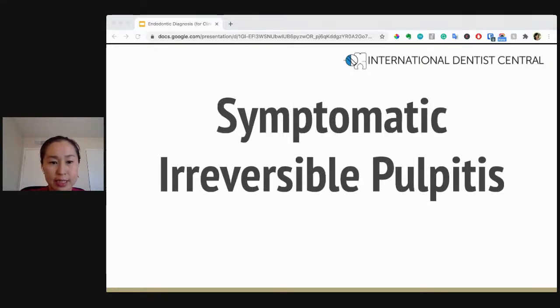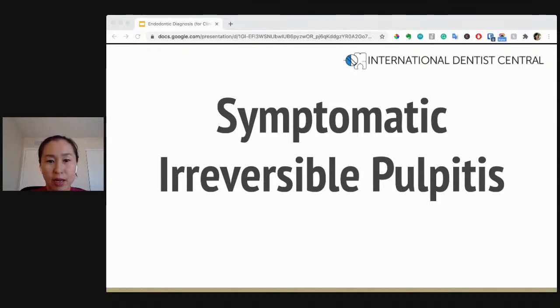And then there is symptomatic irreversible pulpitis. Symptomatic irreversible pulpitis means that the pulp is inflamed and the patient feels symptoms. I'm saying this lightly, but this is generally a lot of symptoms, right? And the pulp is inflamed. The inflammation seems to be at a degree that there's no coming back. So no more healing or anything like that. Root canal treatment is needed.